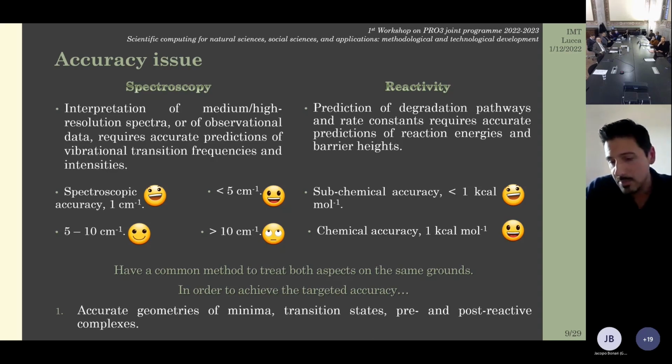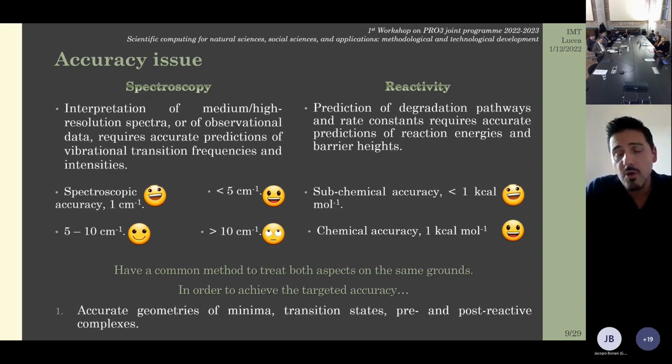Actually, this nowadays can be done only for very small molecules, let's say composed by 3 or 4 atoms. And therefore, in the other cases, we are pretty much happy if we can reach an accuracy within 5 wave numbers.